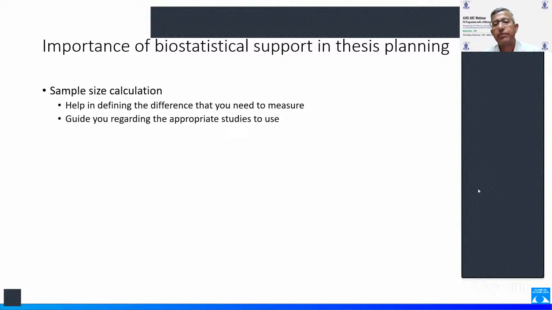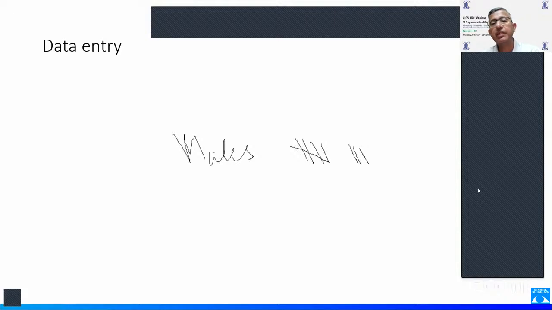It's very important for sample size calculation because they can help you with the appropriate formula that you need to use, and they can guide you to which are the appropriate studies that you could use to get this information. When it comes to data entry, please don't do data entry on pencil like this. Those days are long gone.